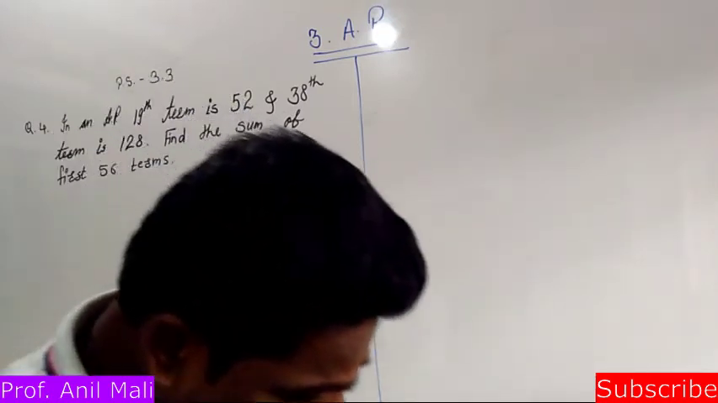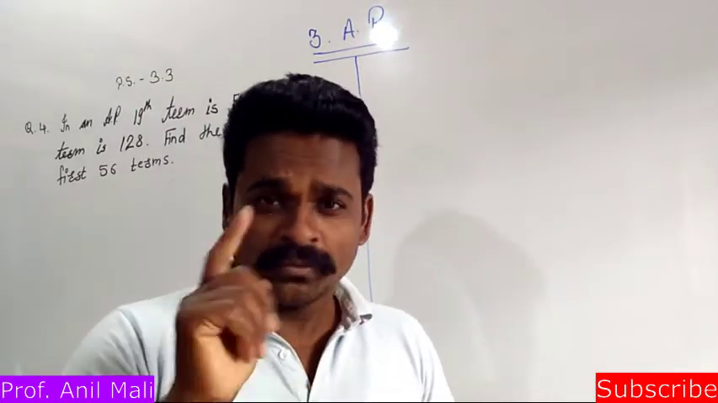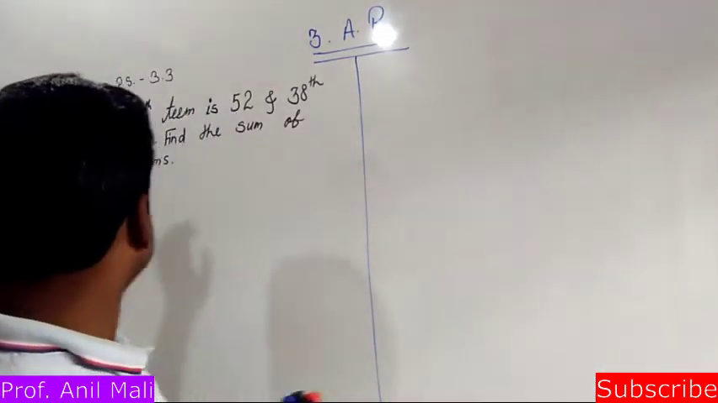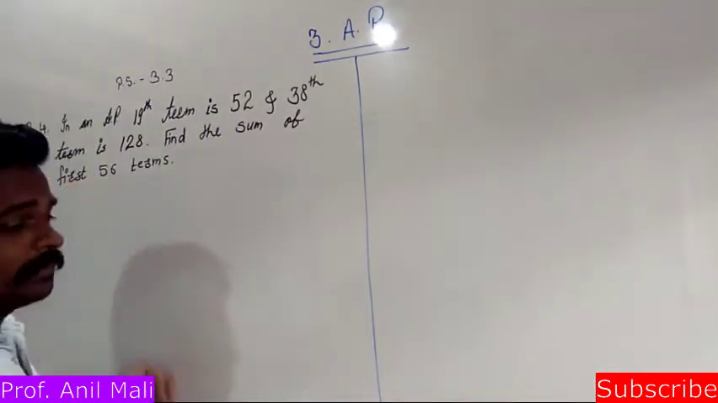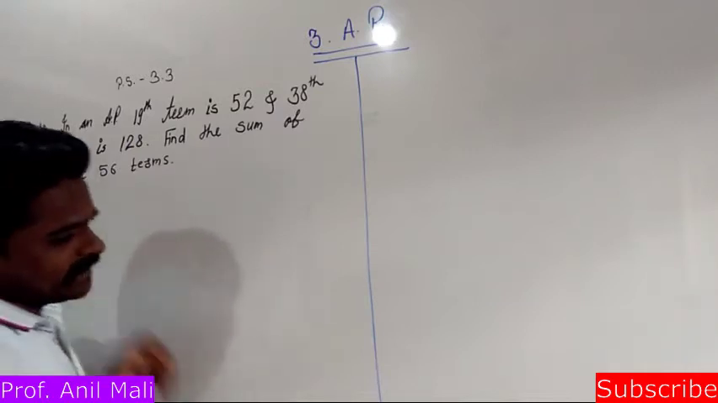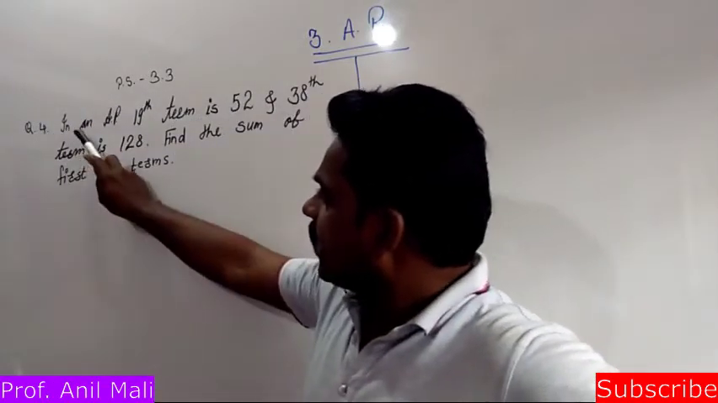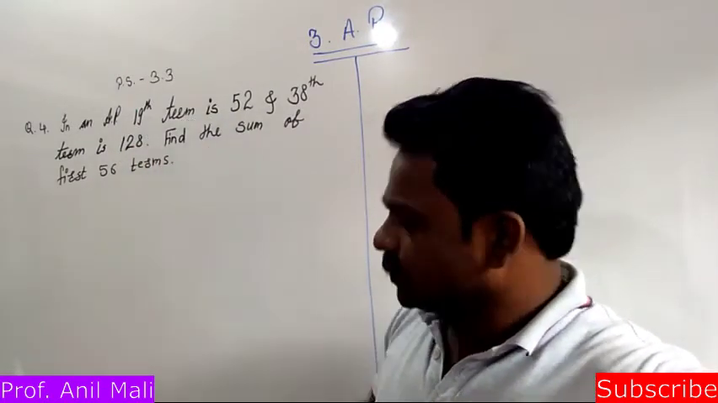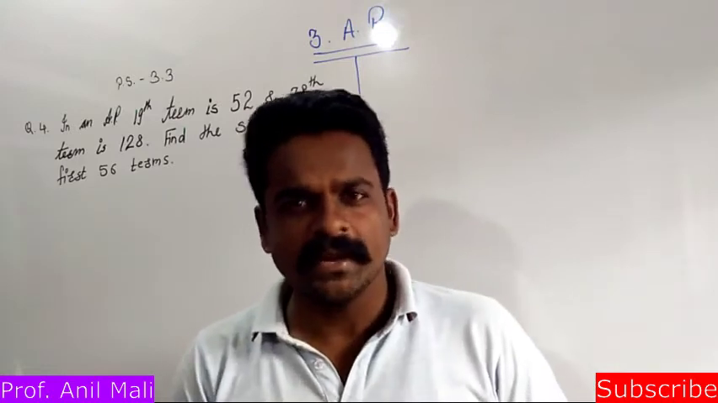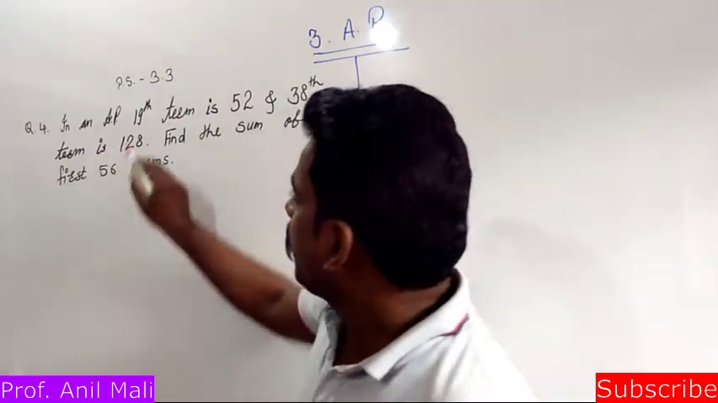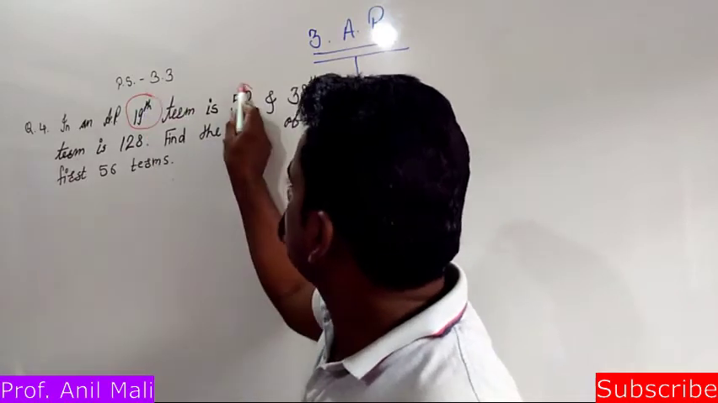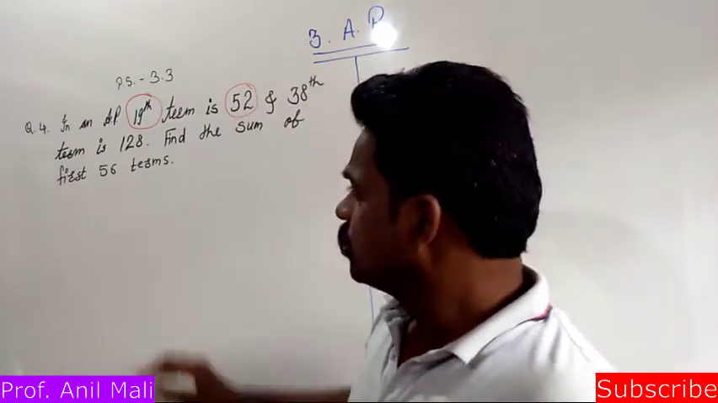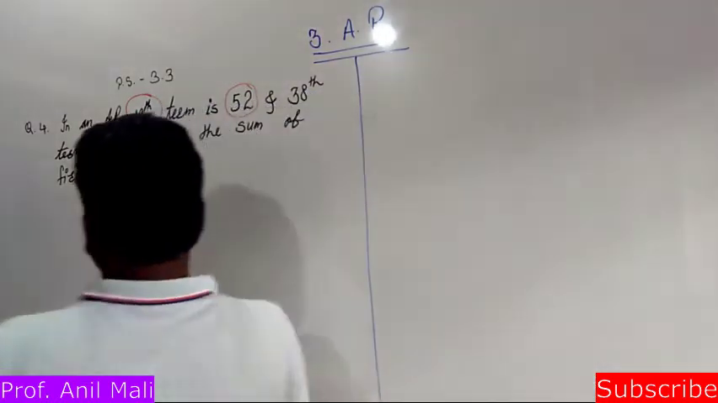Now, as the fourth problem I have written here, the first was homework for you, and this is the fourth problem, which is like this. In an arithmetic progression, the 19th term is 52. So the given arithmetic progression has its 19th term given as 52. With the help of that data only we will proceed.